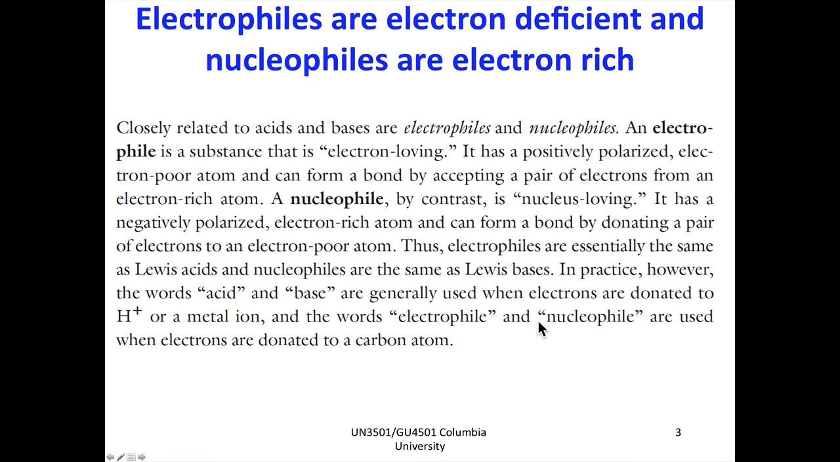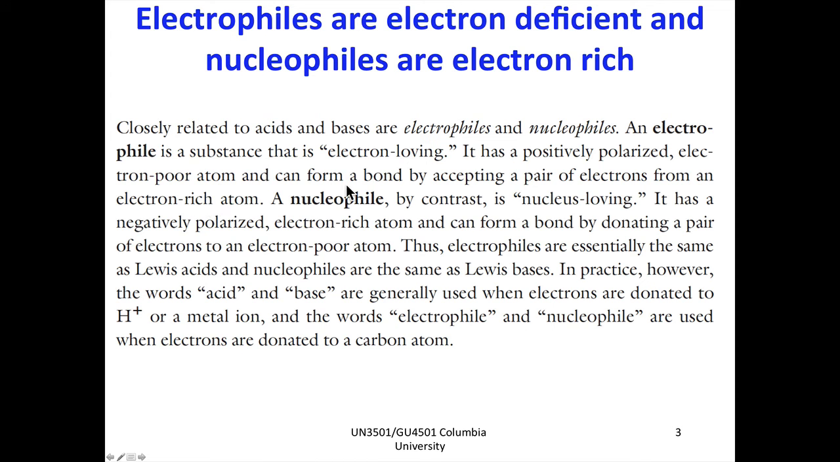So here's just a definition, maybe if that helps think about this. What are electrophiles and nucleophiles? An electrophile is something that's electron loving. It doesn't have enough electrons, it's ready to receive them. It's something that is positively polarized, it's electron poor, and it's ready to form a bond by accepting a pair of electrons from something that's electron rich.